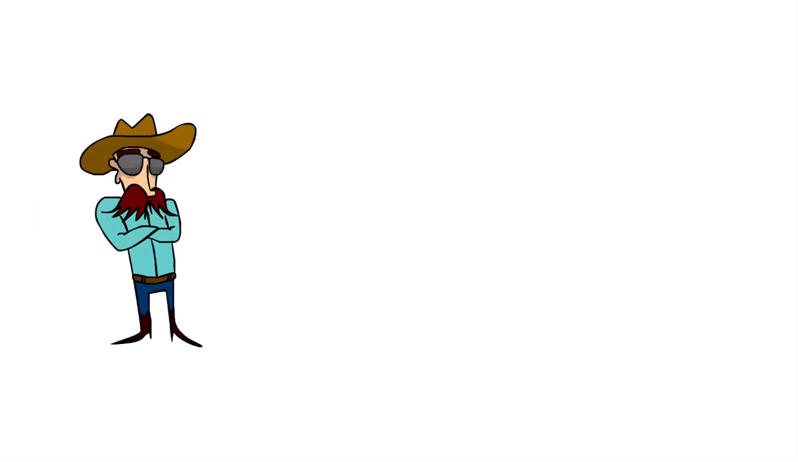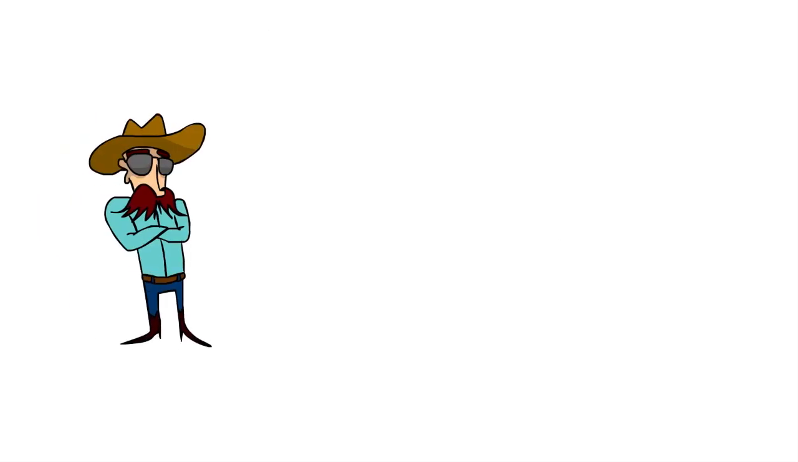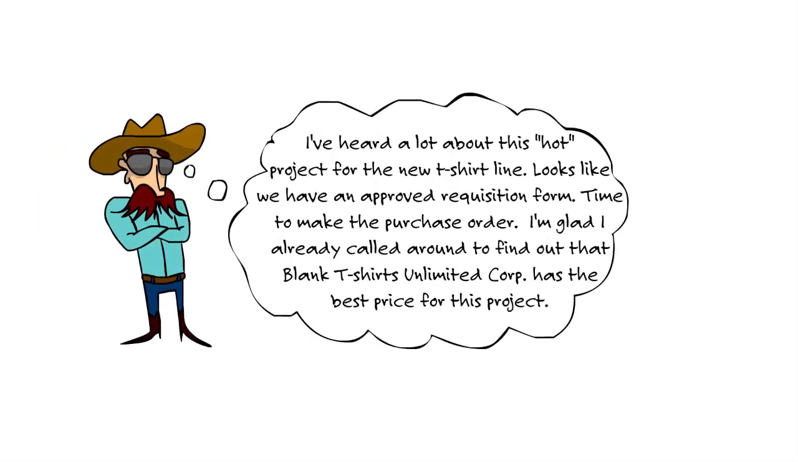Now we're going to look at the purchasing cycle, and we're going to start by visiting Paul in the client's purchasing department. I've heard a lot about this hot project for the new t-shirt line. Looks like we have an approved requisition form. Time to make the purchase order.